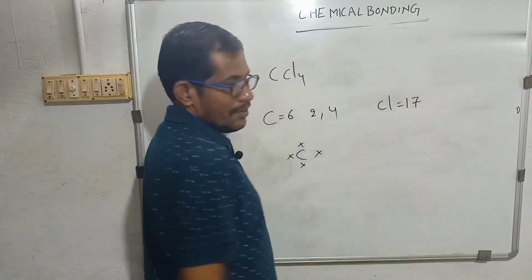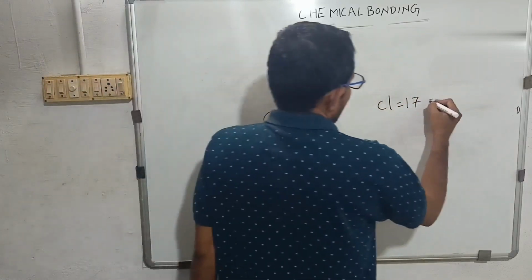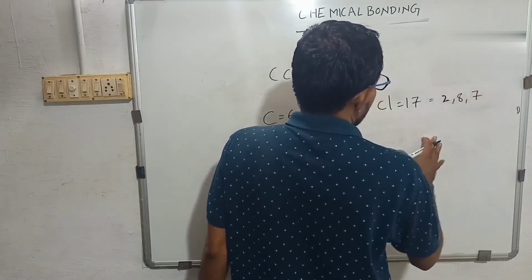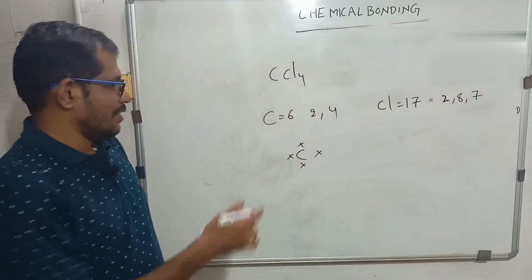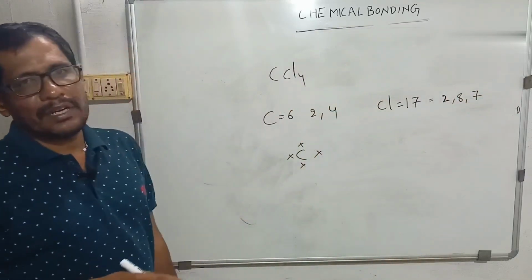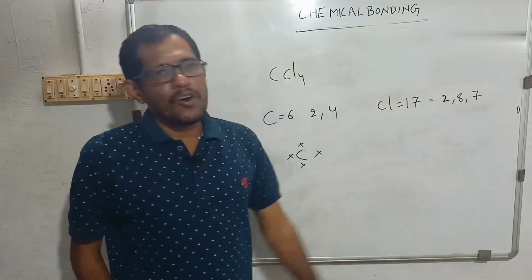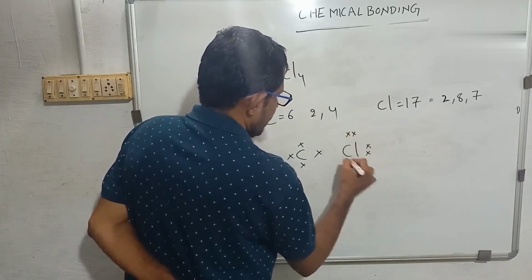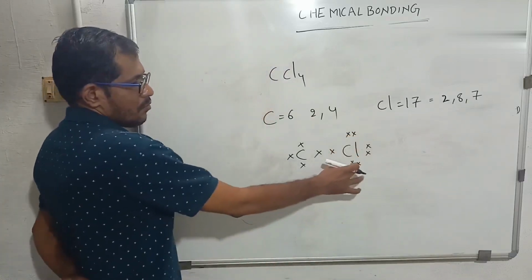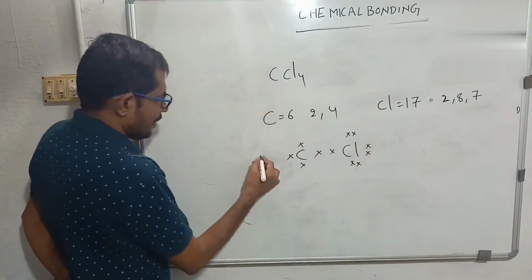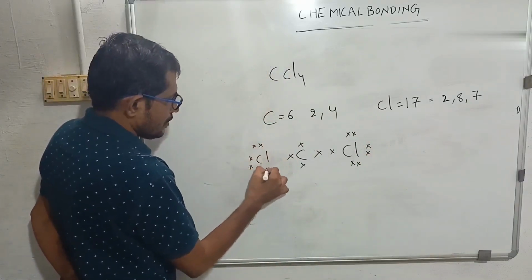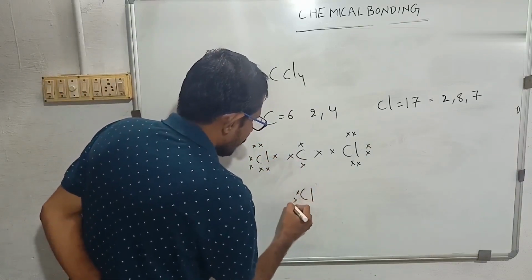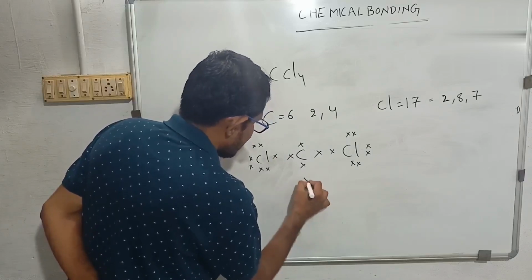Chlorine's atomic number is 17, and its electronic configuration is 2, 8, 7. So in the valence shell, how many electrons are there for chlorine? 7 electrons. So I am going to write like this: 1, 2, 3, 4, 5, 6, 7. Here also I will write 7 electrons, and here also 7 electrons.